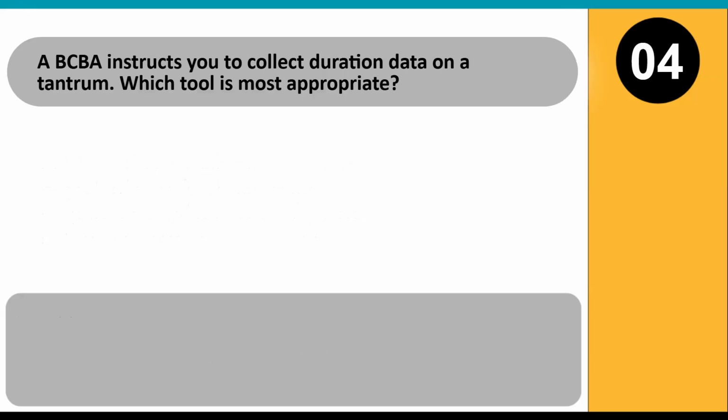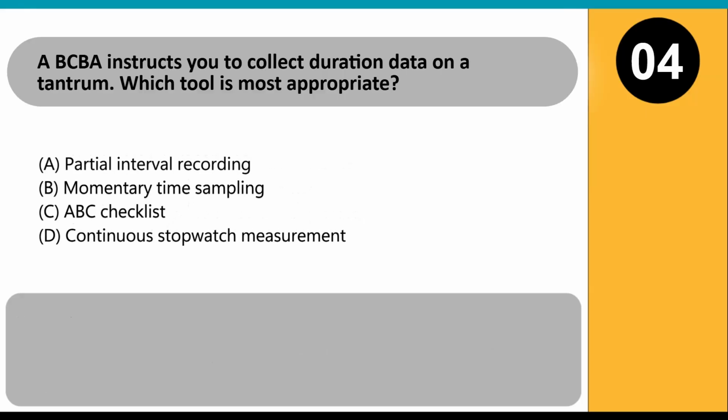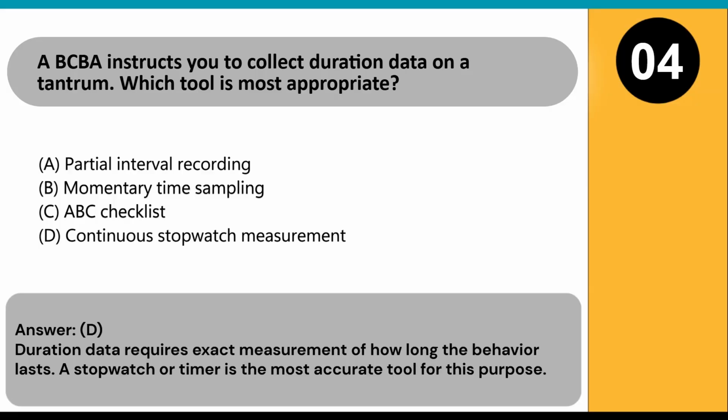A BCBA instructs you to collect duration data on a tantrum. Which tool is most appropriate? A. Partial interval recording. B. Momentary time sampling. C. ABC checklist. D. Continuous stopwatch measurement. Answer: D.